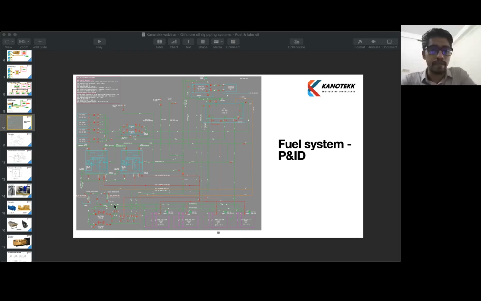What is the next question? What is the normal pressure and temperature range for the fuel system? Usually the design pressure for the system will be 150 psi, that is 10 bar. So that will be the design pressure of the system. And the system will be designed for 60 to 70 degrees Celsius operation. But the fuel oil will be at less than that temperature. It will not be allowed to heat above 60 degrees. So that is the normal pressure and temperature range for the fuel system.